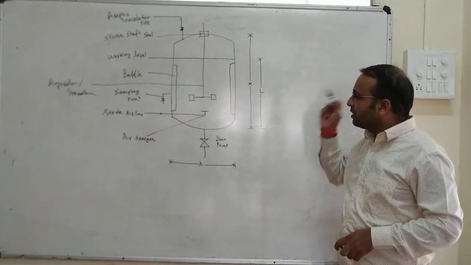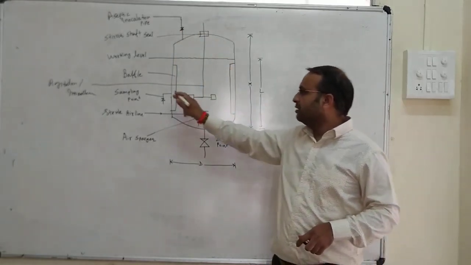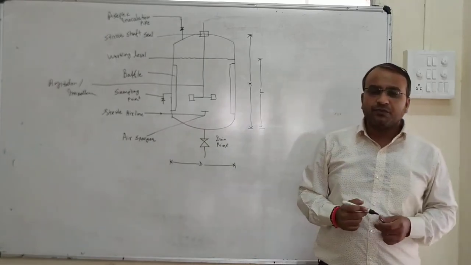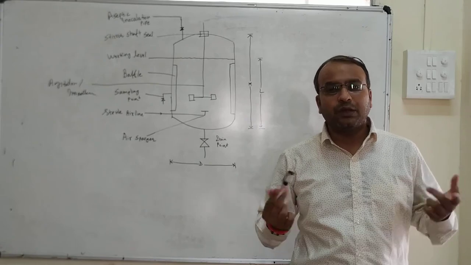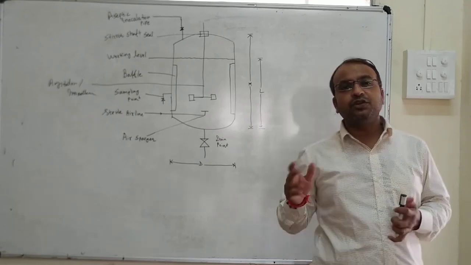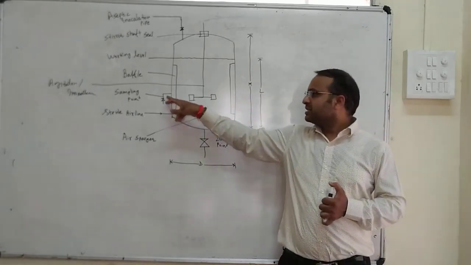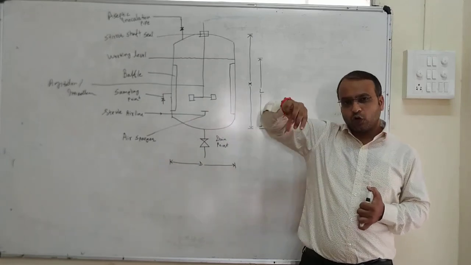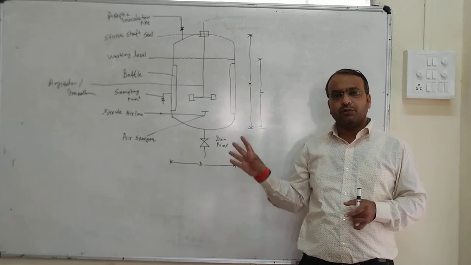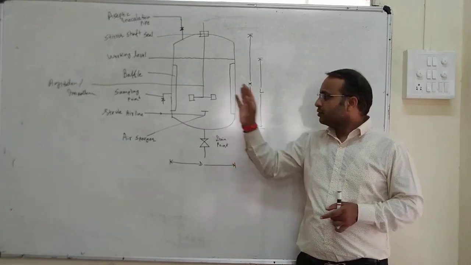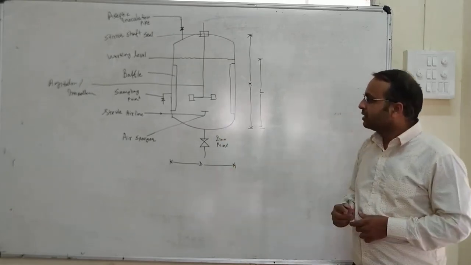In addition to that, an important point, the sampling point. During the fermentation process, if you want to know whether the fermentation is going in the right direction or not, how can you know? For that, there should be a provision of a sampling point. So this is the sampling point. Whenever it is needed, the knob is opened, the sample is taken and analyzed, and the knob is closed.